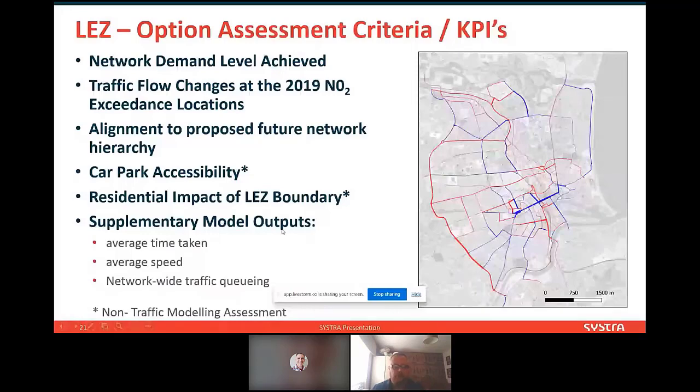And also just some global model statistics were quite useful as a comparator between options. So you can look at the global average time taken, average speed, things like that, network-wide traffic queuing. You can look at this on a global level.